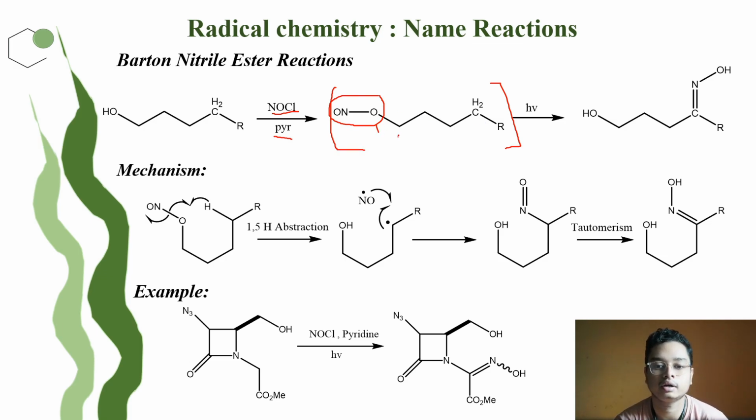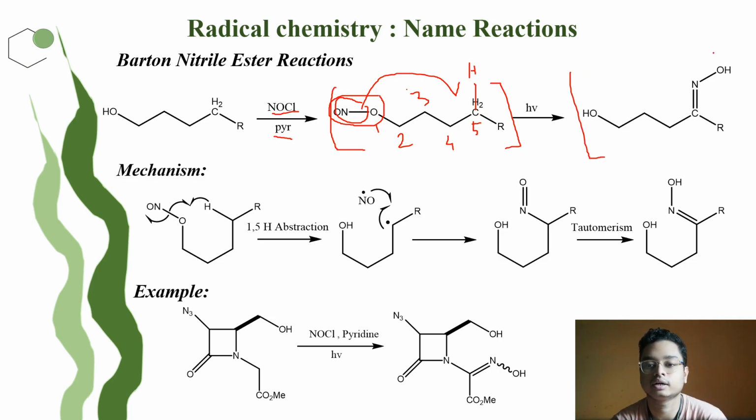Like 1, 2, 3, 4, 5. So basically this NO travels to the fifth position, or alternatively, one of the hydrogens present at the C5 position, in terms of this NO group, gets swapped. This hydrogen will come here and this NO group comes to the fifth position, and we get this particular group in the presence of light. So this is called the Barton nitrite ester reaction. Let us understand the mechanism.